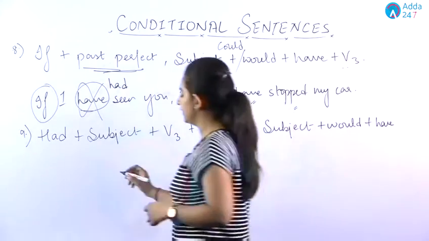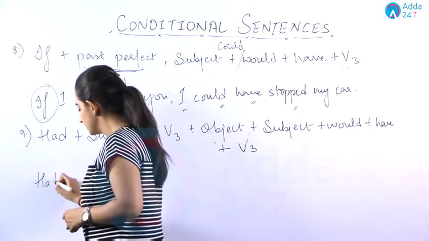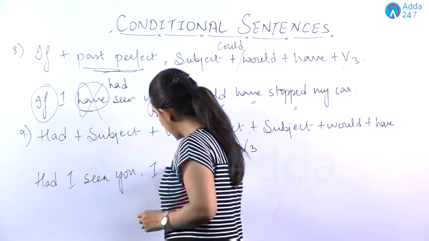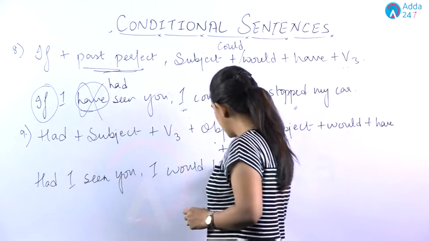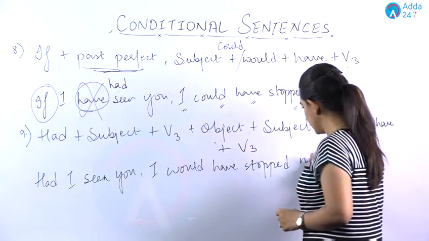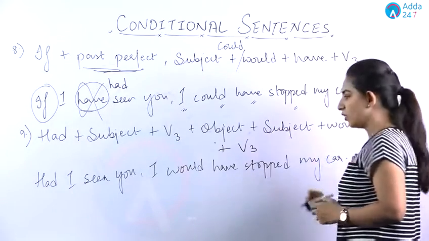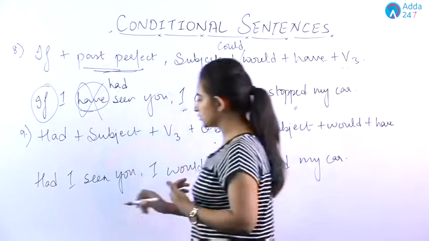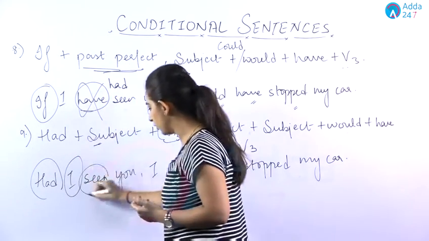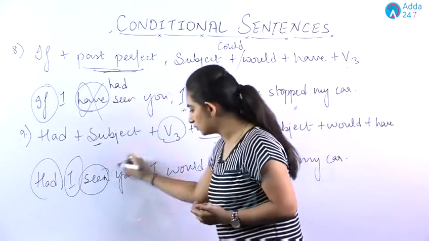For example, if I say, had I seen you, I would have stopped my car. So what is it? Now we have started the sentence with had. We have placed the subject here. After that, verb's third form is placed here. The object you is given.